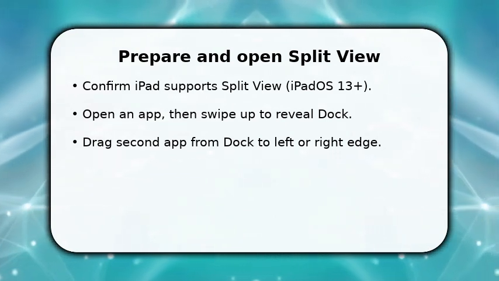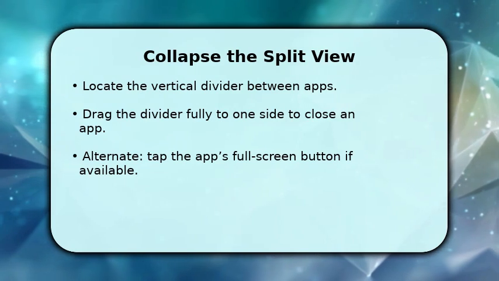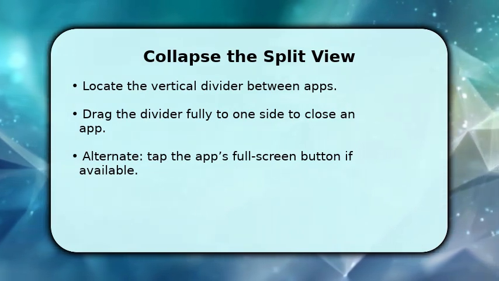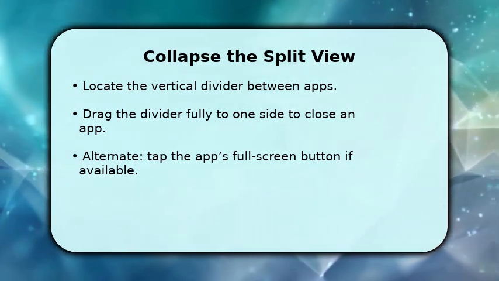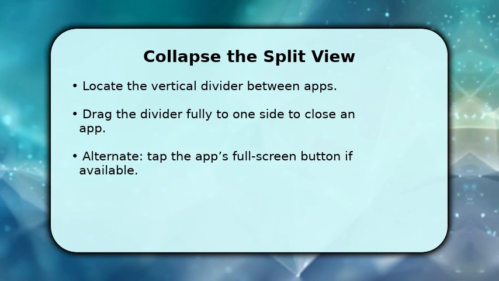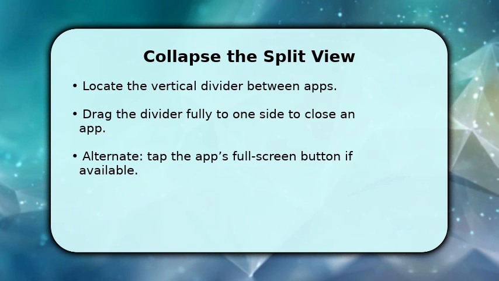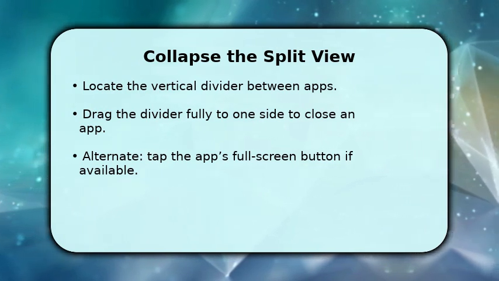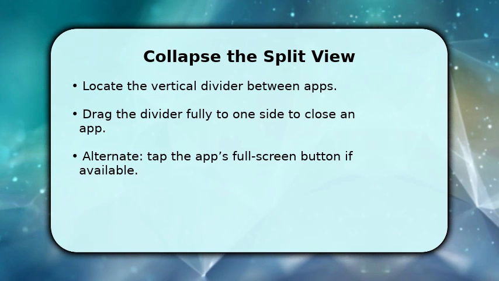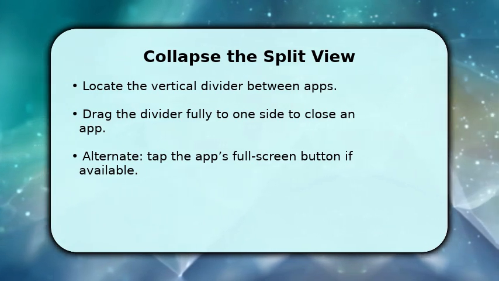You now focus on closing the split view by interacting with the divider. Locate the thin vertical handle between the two apps, then press and drag it fully toward the edge of the app you want to close. Dragging all the way to the screen edge will expand the remaining app to full screen. Once done, make sure to release only after the remaining app fills the display.